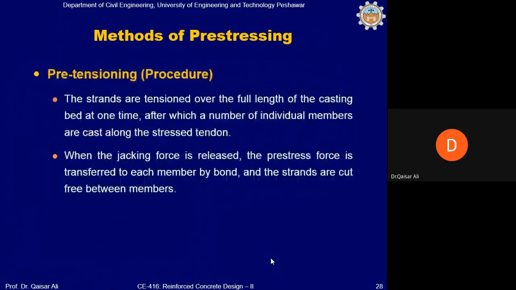Pre-tensioning. In the pre-tensioning method, the strands are tensioned over the full length of the casting bed at one time, after which a number of individual members are cast along the stressed tendon. When the jacking force is released, the pre-stress force is transferred to each member by bond, and the strands are cut free between members.